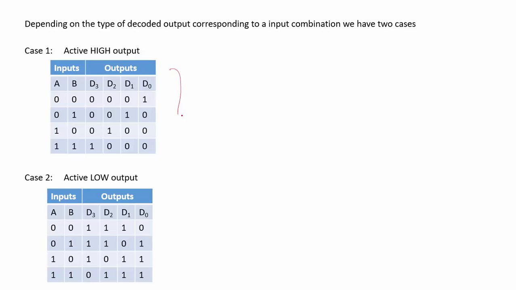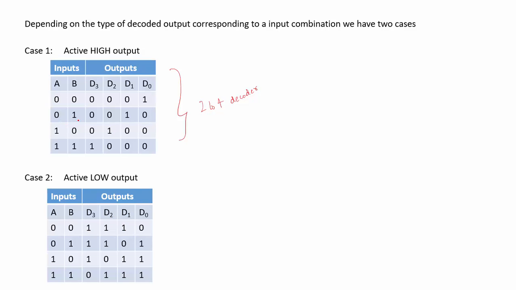So this is the truth table of a 2 to 4 decoder. When the input combination is 0 0, the decoded output D0 is 1, and the rest of the decoded outputs D3, D2, D1 will be 0 in case of an active high output. So in case of active low output, when the input combination is 0 0, then decoded output D0 is 0 and rest of the decoded output D3, D2, D1 will be high.